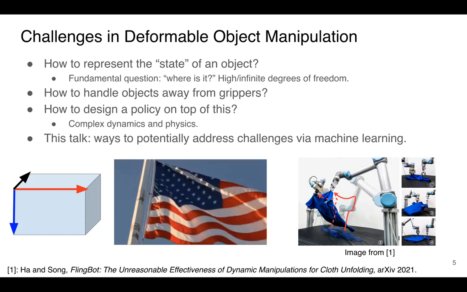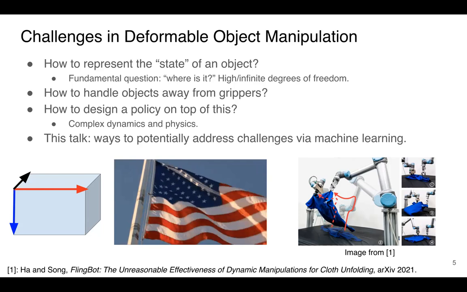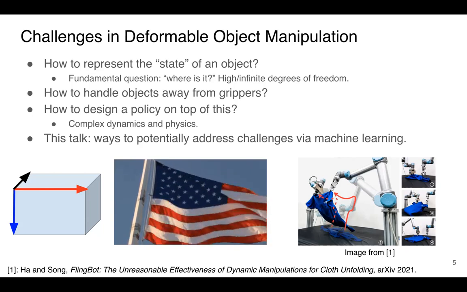In addition, when robots are gripping deformables, often they're gripping just one part, but they really want to control every part of the deformable, including parts that are far away from the gripper. And on top of this, there's also difficulty in designing a policy because of complex dynamics. Given an action, it's not clear what the state is going to look like after the action is applied. So in this talk, we'll discuss different ways to potentially address these challenges using machine learning.